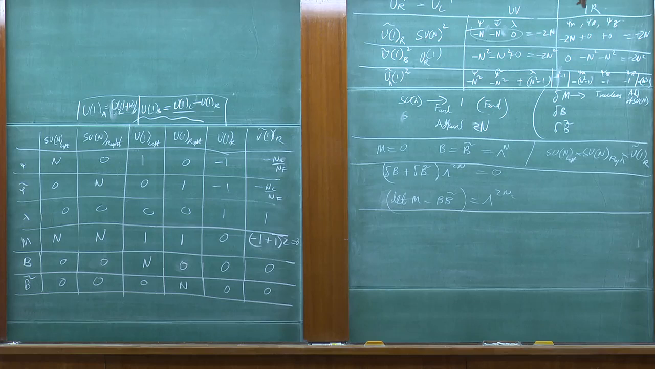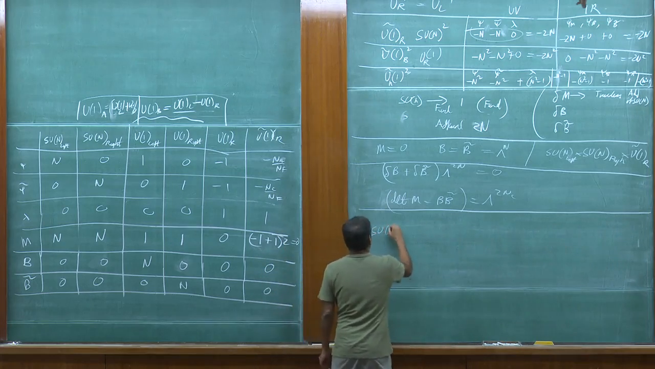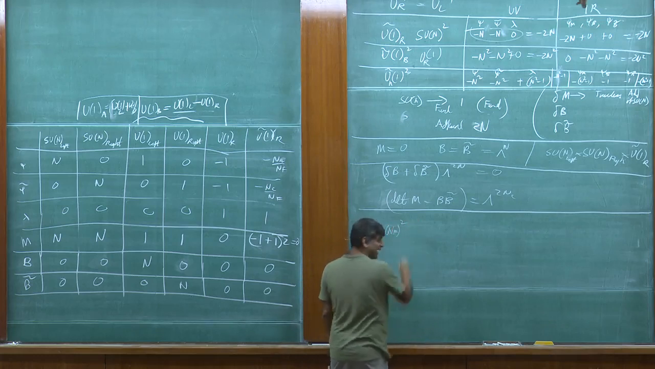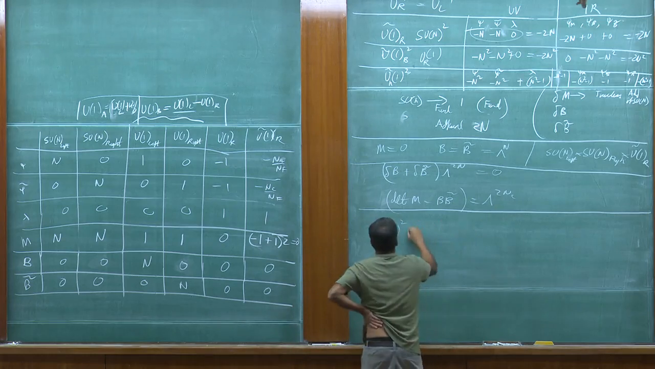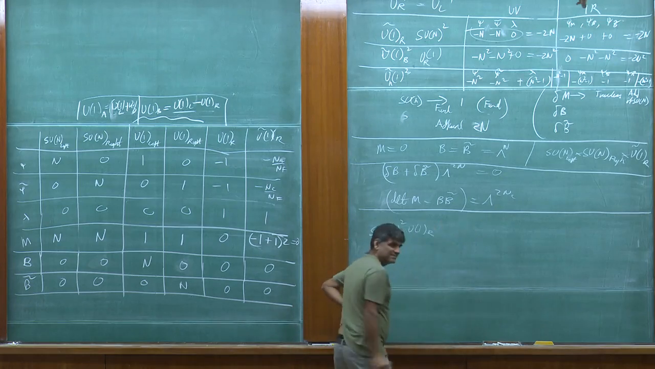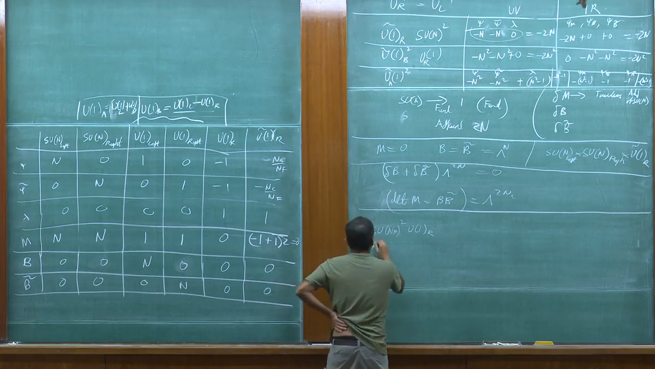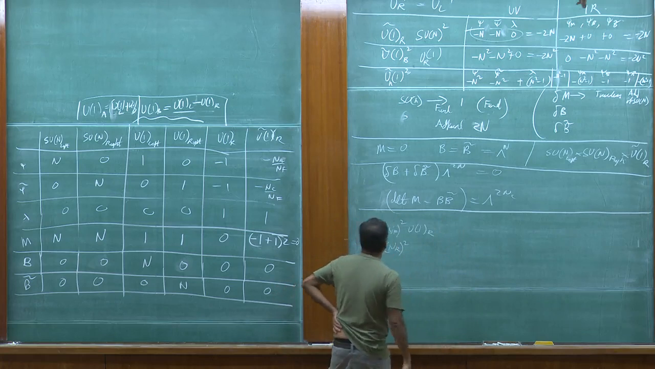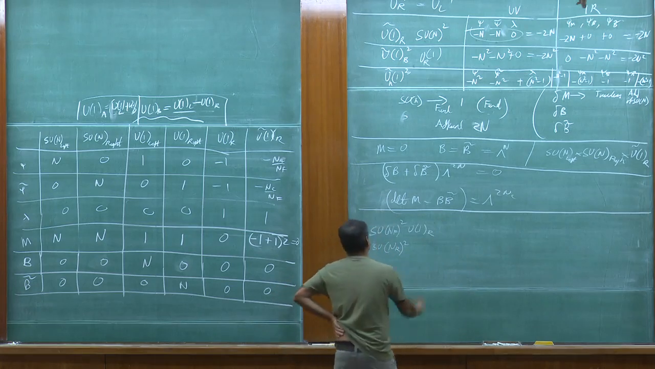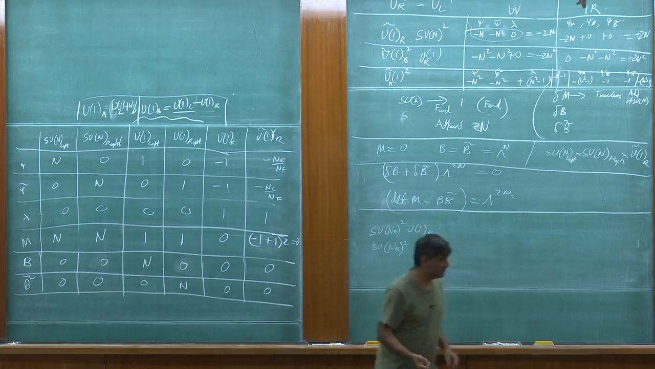Right? So now let's list the potentially non-trivial anomalies. We could have SU(NF) squared times U1R. Right? We could have SU(NR) squared times U1R. Let me just check first. I've got this.